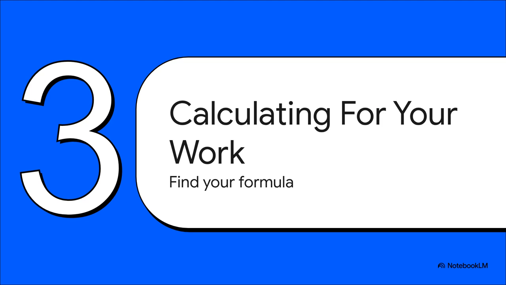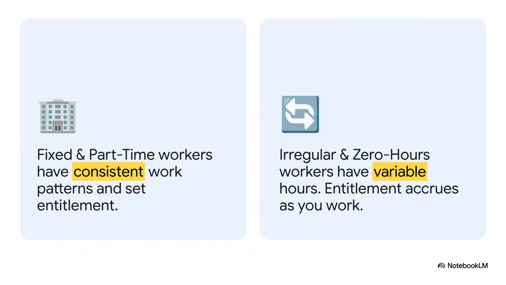Okay, that's the big picture. But now for the practical part, right? How does that 5.6 weeks actually turn into days or hours on your payslip? Well, it all depends on your work pattern, so let's break down the different formulas for different contracts. Broadly speaking, workers kind of fall into 2 main groups. First, you've got people with consistent work patterns, your fixed or part-time workers. They have a set entitlement. Then you have your irregular and 0-hours workers, where the entitlement builds up as you work. Let's look at each one.